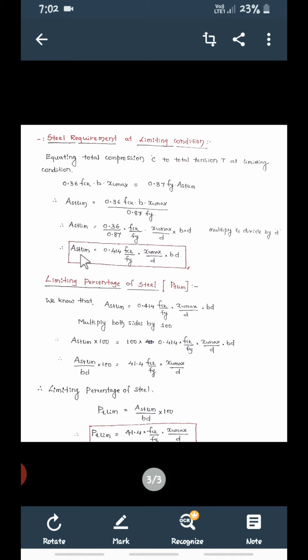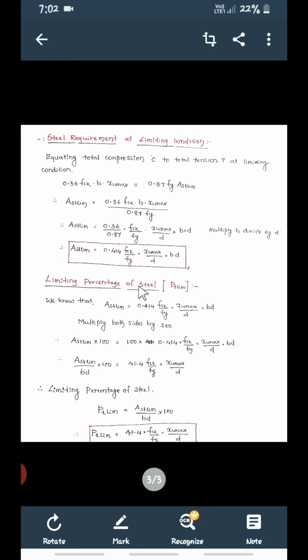Therefore AST limit, that is area of steel at limiting condition, is equal to, so this term 0.36 divided by 0.87 is 0.414. Okay, 0.414 FCK upon Fy, XU max upon D into BD. So this equation will give the area of steel at limiting condition, AST limit. So similarly, this is the area of steel in terms of AST, right?